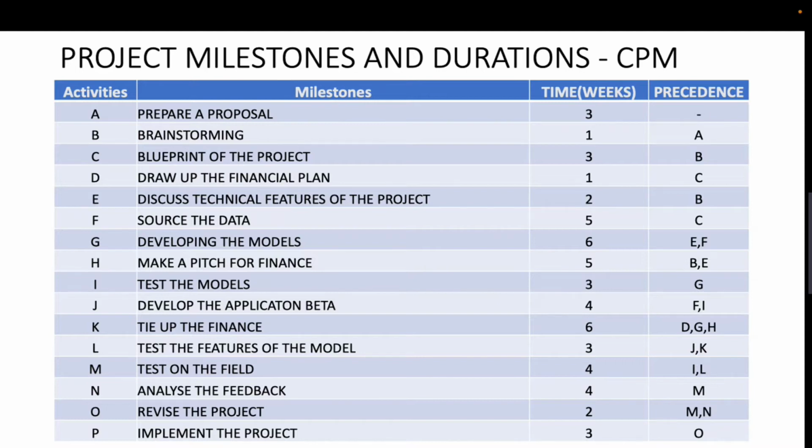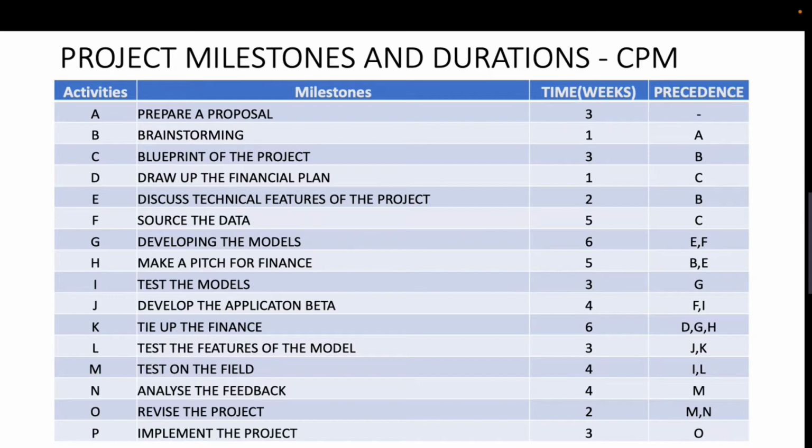And once the finance is tied up, then I test the features of the model, because when you talk to a financer, he will also give you his inputs as to what he wants the product to look like. And then you test the features of the model. And then once it's developed, you test it on the field. You give it to some people to use it, get their feedback from them. So you've developed a prototype for the model, and then you give it to the market, and then you get back the feedback. And based on the feedback, you will revise the model once again. And once that model has been revised, it will be implemented, either as a web application or a mobile application, whatever it may be.